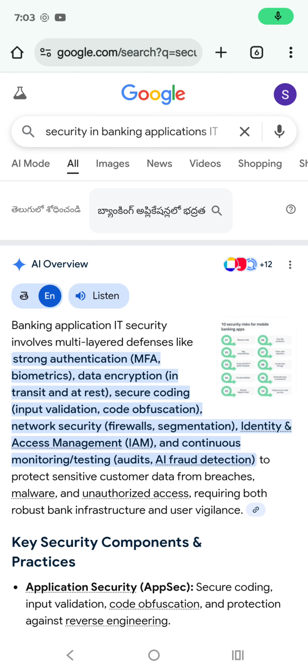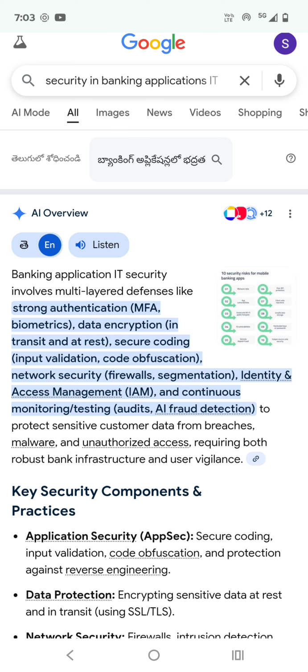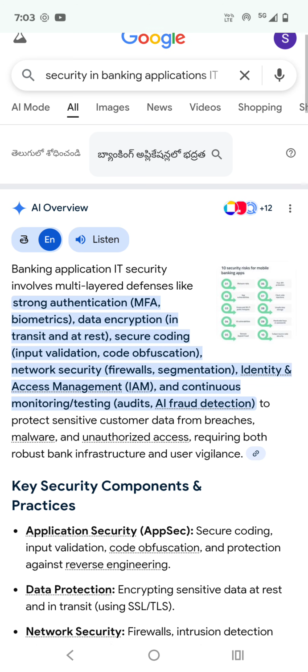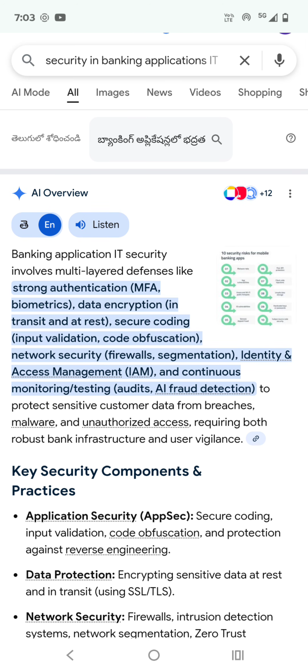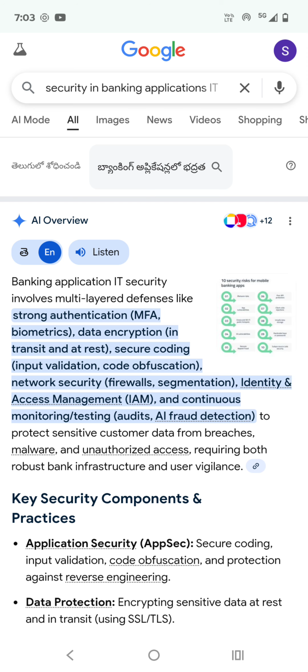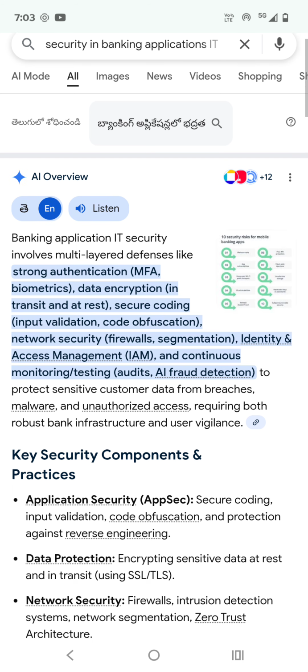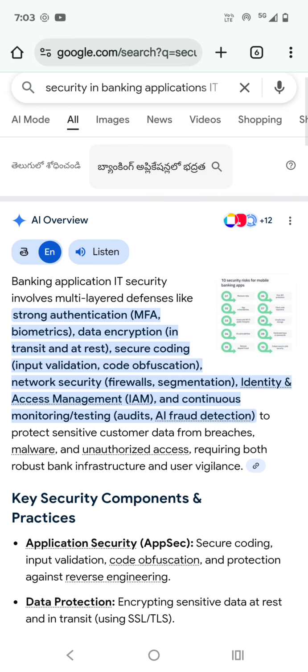Hi, today I want to discuss the security in banking applications. We all know in the IT industry, teams develop applications for the banking domain as well, the banking sector. So many banking clients come to IT teams for building their applications as per their requirements.